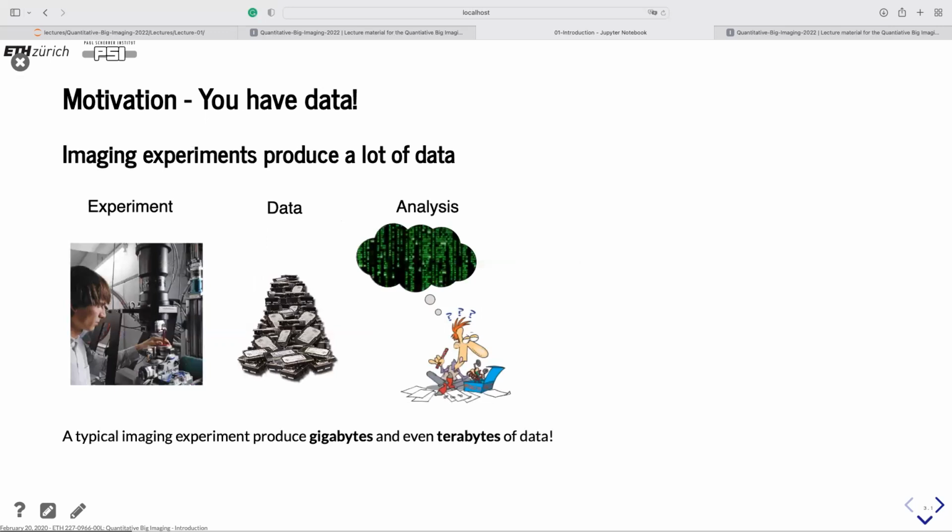So, motivation. Why do you take this class at all? Usually you have done some imaging experiment, you got your proposal, yay, I can do an experiment. You go to a beamline or go in a lab, do the experiment, and produce a lot of data, sometimes loads of hard drives of data. And then you come home, look at your hard drives, and have no idea what to do.